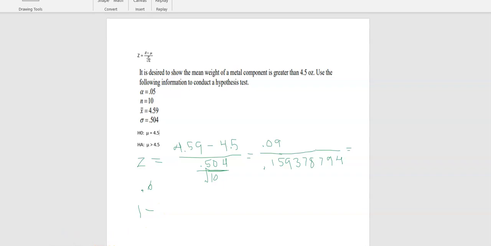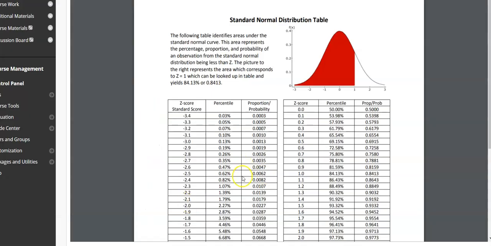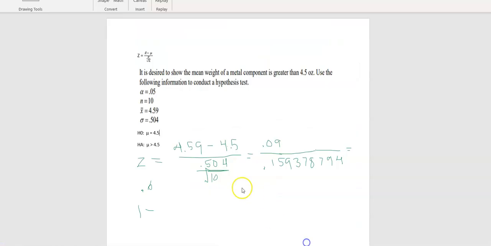So let's look up 0.6 on our chart. 0.6, and that gives us 0.7258. And I'll go ahead and do this subtraction. And I get 0.2742. So this is our p-value, 0.2742, if I could write.